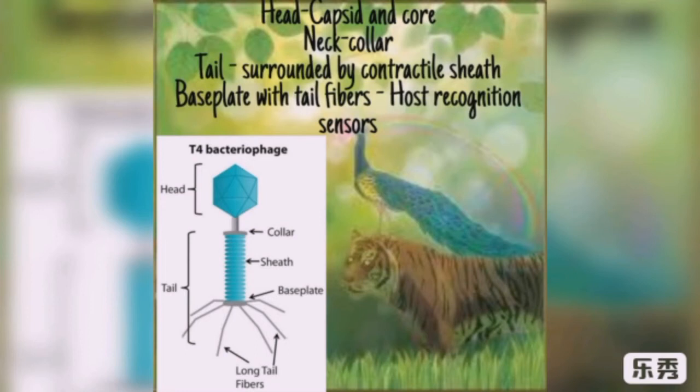You should know how to draw the structure of bacteriophage and also mark the parts. So in short, bacteriophage contains a head region which is made up of capsid and core. Then comes the neck which is called the collar. Then the tail and base plate with tail fibers.